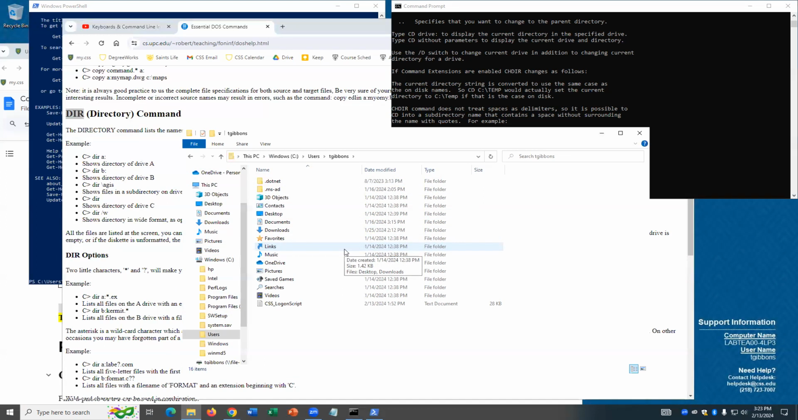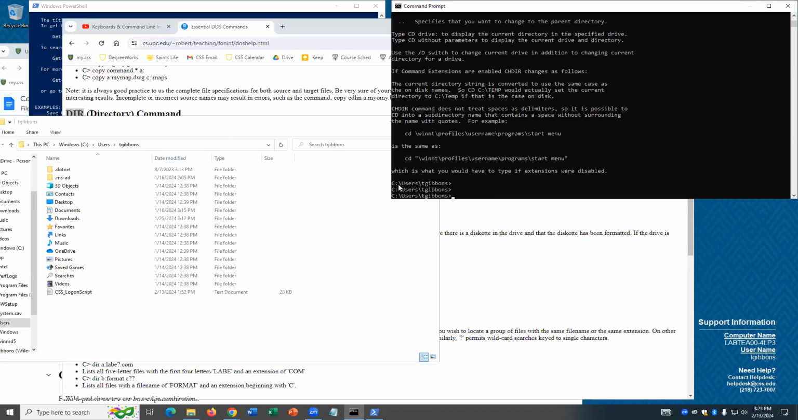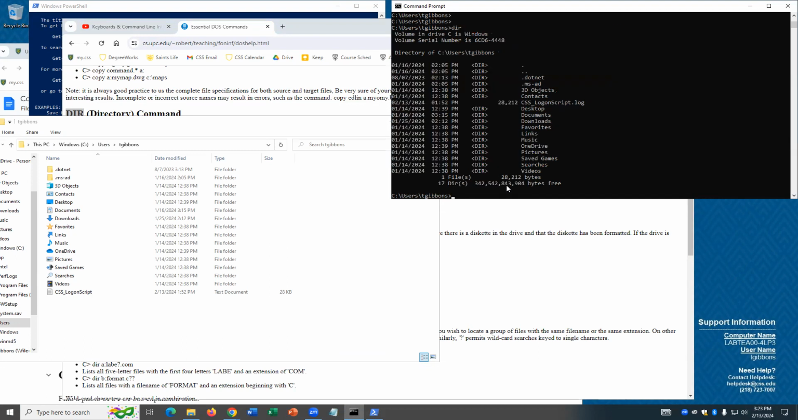And that's the same folder as I'm in here, C:\user\T Gibbons. And if I type in dir for directory, it'll list all the files and folders in that. And that should match what I see here in this view.